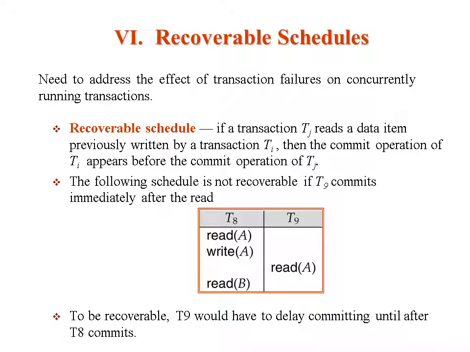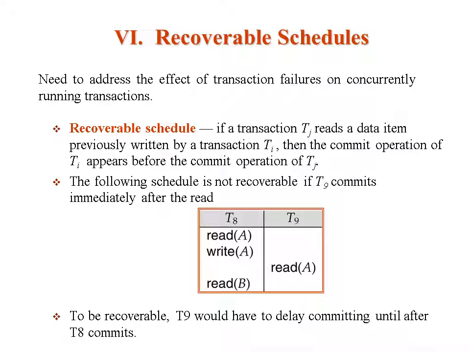So let's take an example here. Suppose we consider that T9 is reading A and after that it immediately commits. So suppose T8 now fails later. The read operation of T9 has now read the value of A written by T8.